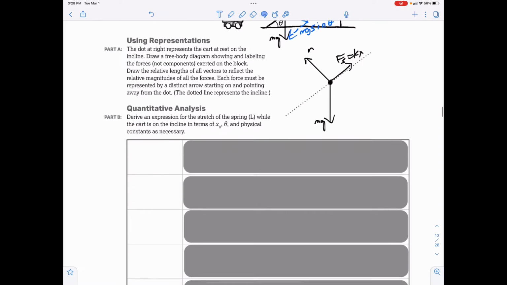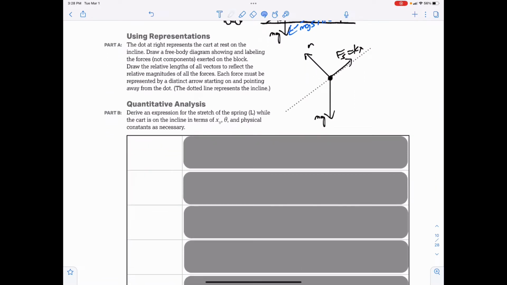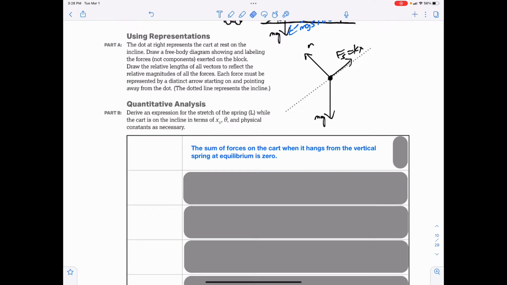Part B, quantitative analysis. Derive an expression for the stretch of the spring L. Normally the stretch is x, but the stretch of the spring is going to be L while the cart is on the incline, in terms of x naught, theta, and physical constants as necessary. Okay, let's begin. First thing we're going to do is set the sum of the forces on the cart equal to 0.